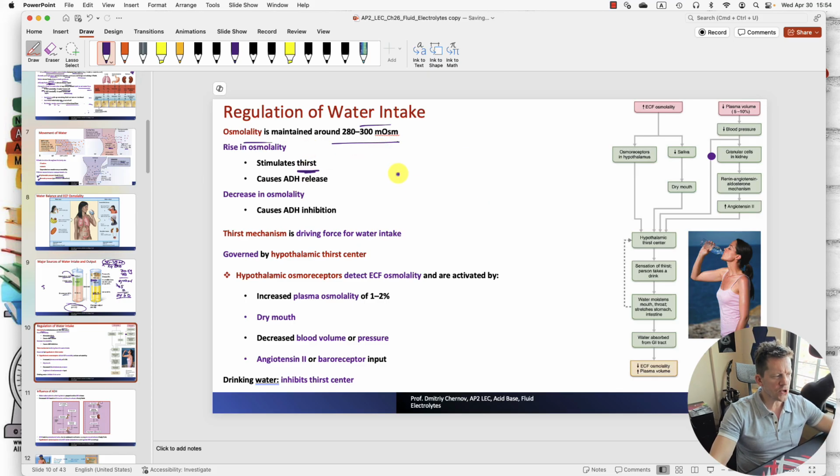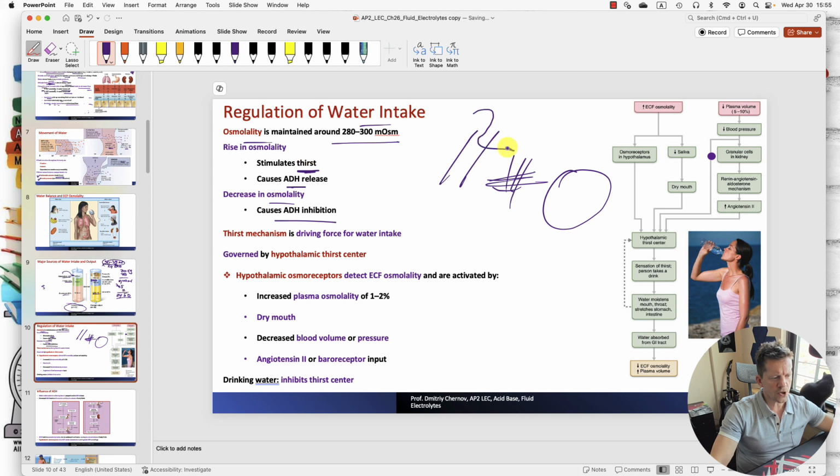A rise in osmolarity stimulates thirst. Why does a rise in osmolarity stimulate thirst? Blood vessels, cell, interstitial space. More concentration of solutes will be in the interstitial space, and there's more water loss from the cellular compartment, and that's why you're thirsty. So the rise of osmolarity stimulates thirst and leads to release of antidiuretic hormone that will prevent water loss, so you want to keep the water. And a decrease in osmolarity will inhibit ADH.